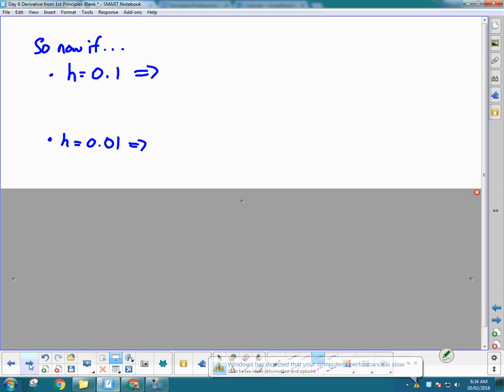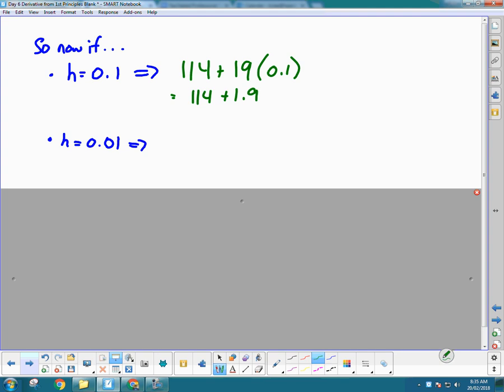Let's just verify. So if we plug in 0.1, like we did in the first slide, we should get the same answer. So it's 114 plus 19h, which in this case is 0.1. So that's 114 plus 1.9, 115.9 meters per second.